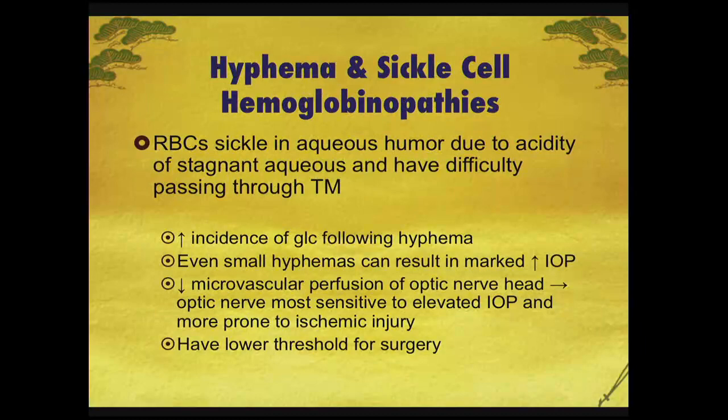You have to have particular caution with a hyphema in someone with sickle cell disease. The red blood cells can sickle in the aqueous humor because in the stagnant aqueous humor the pH will drop, and then the cells will sickle, and they'll have a harder time passing through the trabecular meshwork. Patients with sickle cell disease have a much higher incidence of glaucoma following hyphema. Even small hyphemas can result in increased intraocular pressure.